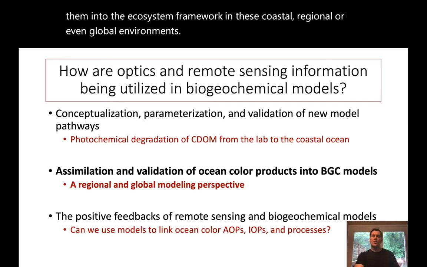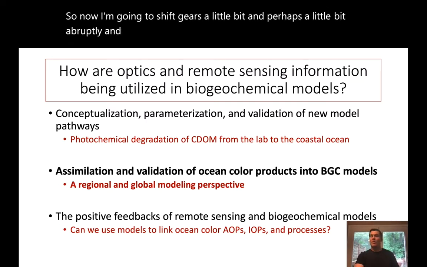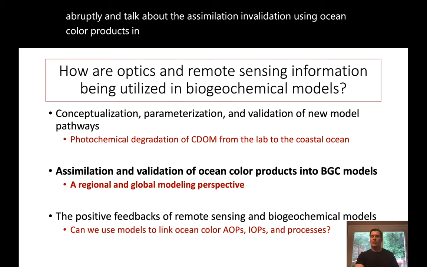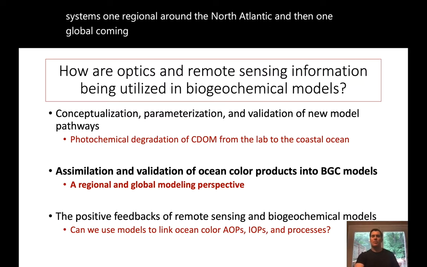So now I'm going to shift gears a little bit, and perhaps a little bit abruptly, and talk about the assimilation and validation using ocean color products in biogeochemical models. And we'll look at two systems, one regional around the North Atlantic, and then one global, coming back to the NASA ocean biological model.